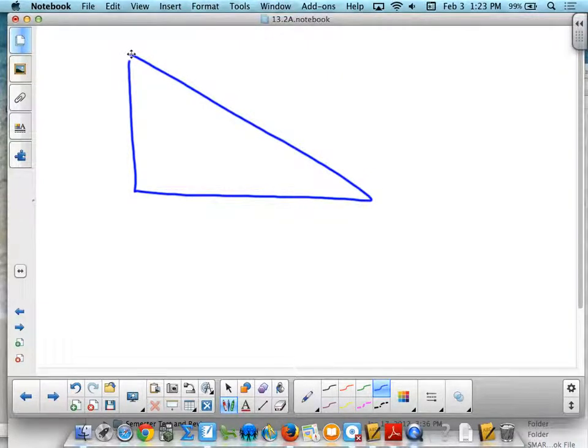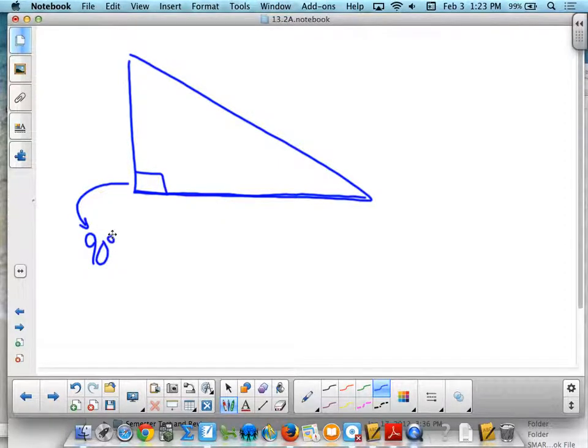Now, to be a right triangle, it has to have a right angle. So J, which one looks like it's right? Bottom left. Are you guys going to agree that that's 90? Well, it's not exactly, unless you mark it. Put the little box. The box just basically tells you that you have a 90.